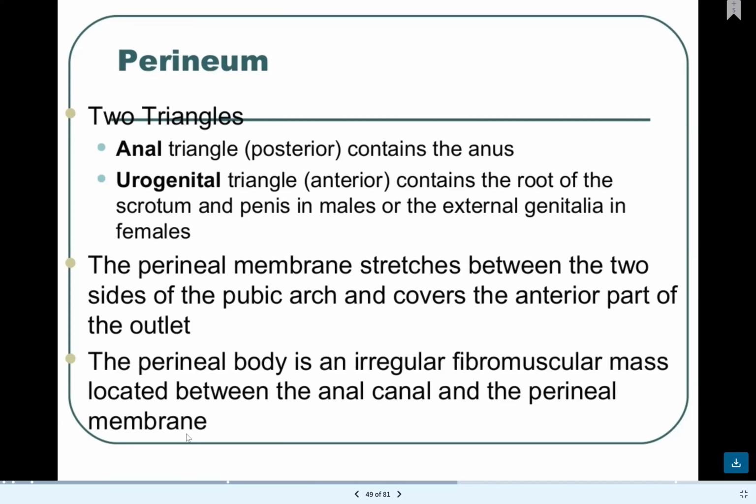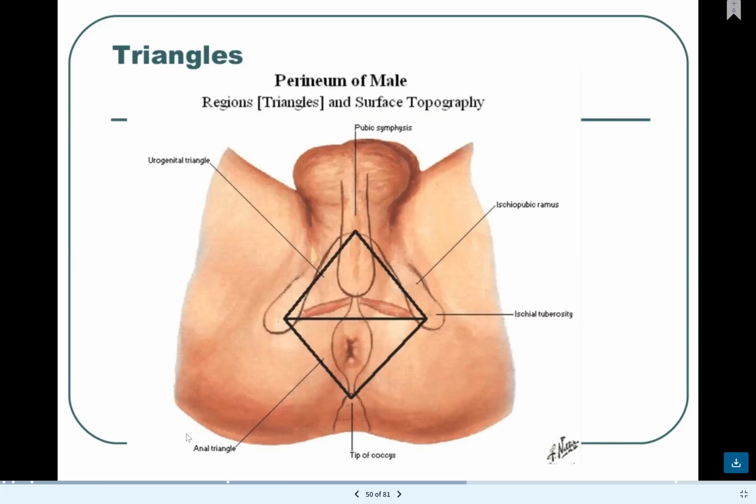The perineal body is an irregular fibromuscular mass located between the anus and the perineal membrane. At times in females, when you put your hand between the vagina and the anus, you feel some thickening, same as in men. That particular thickening is what we call the perineal body. So looking at the triangles, today we'll be seeing things, don't worry.